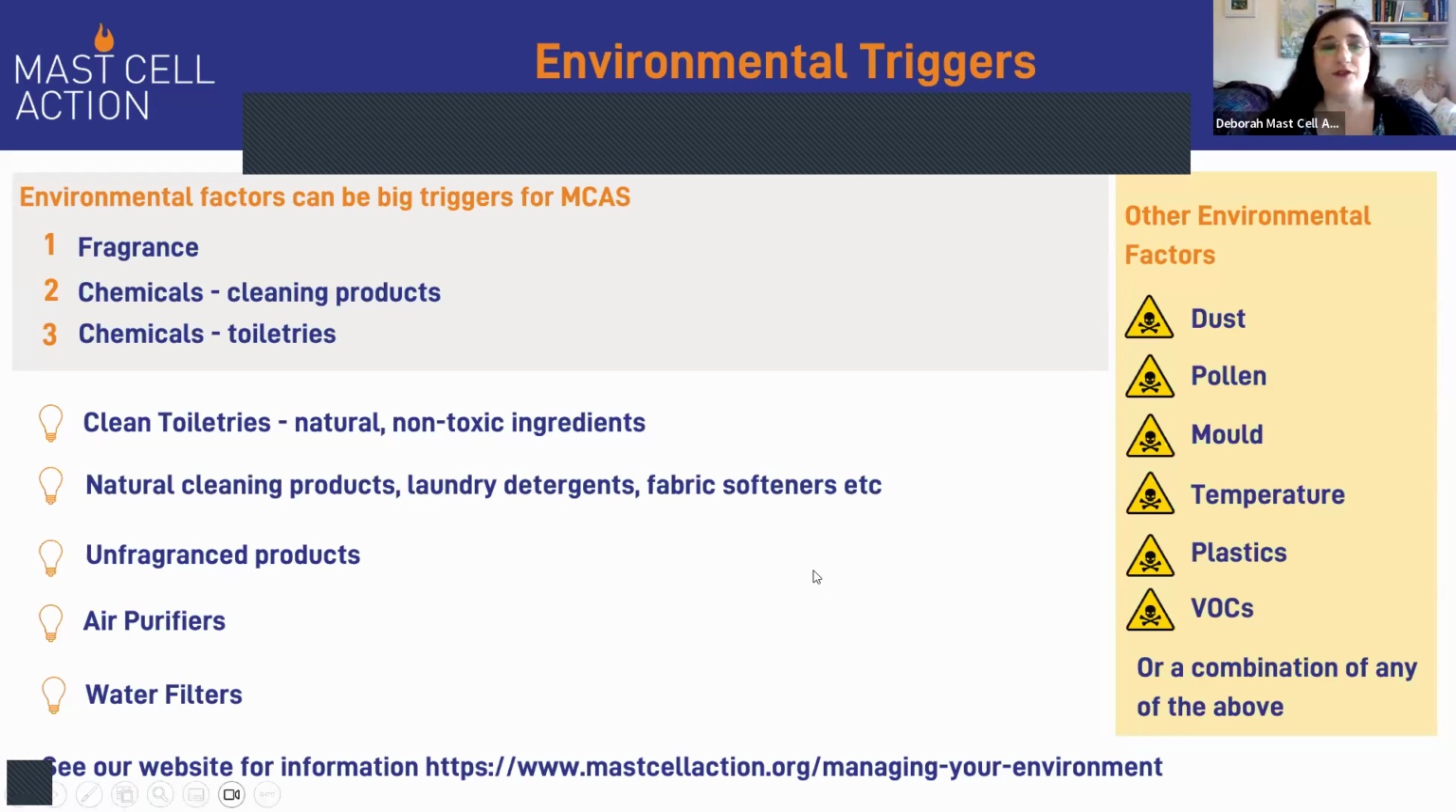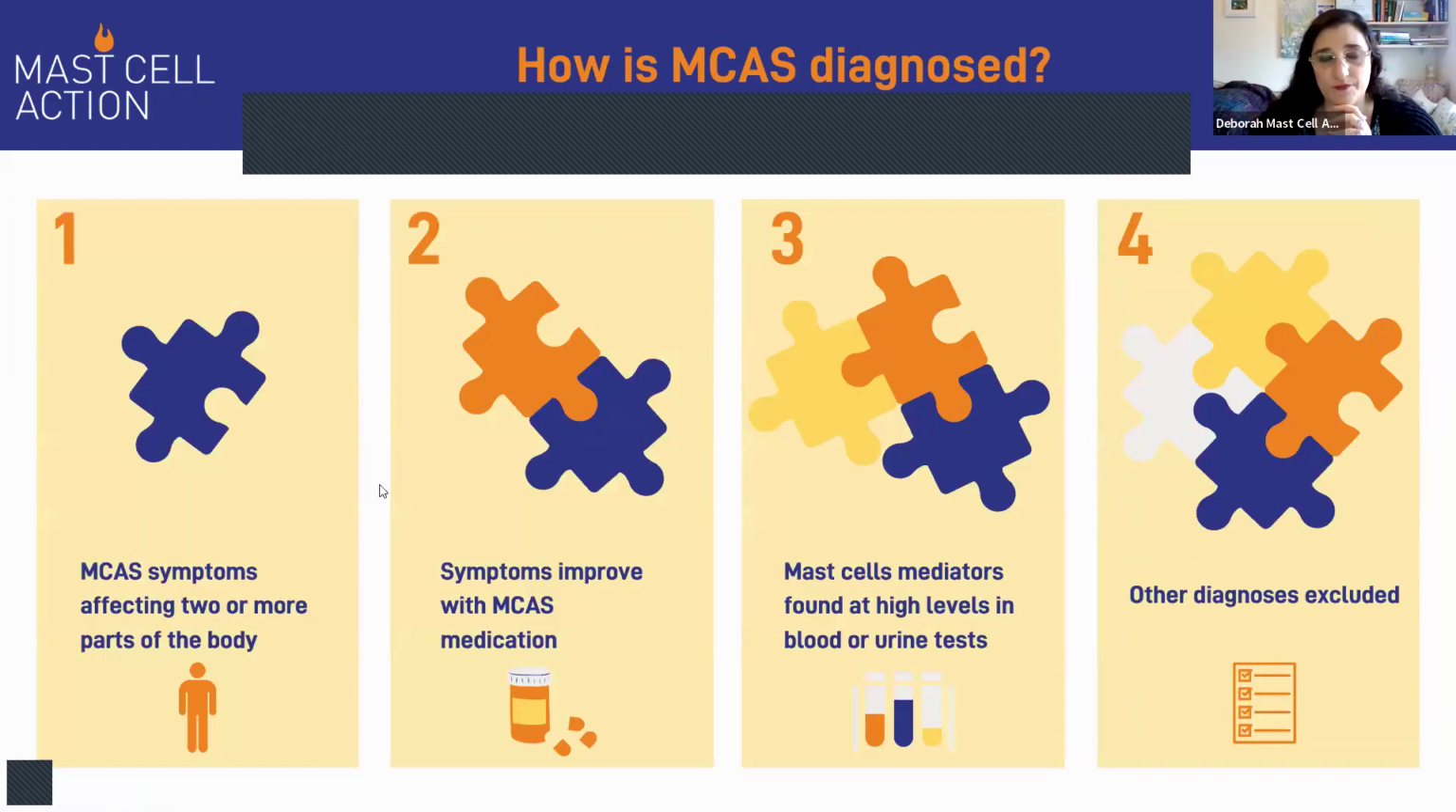And also they give off VOCs, volatile organic compounds: new furniture, laminates, glues, paints. They all give off nasty chemicals that our mast cells can be sensitive to. And again, we've got a resource on our website, Managing Your Environment, with more information.